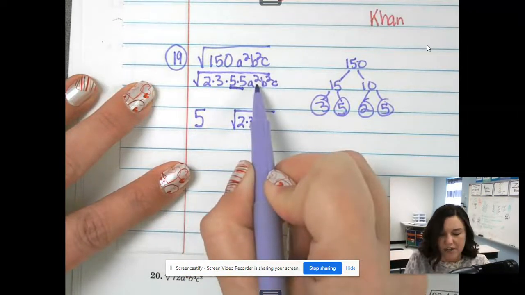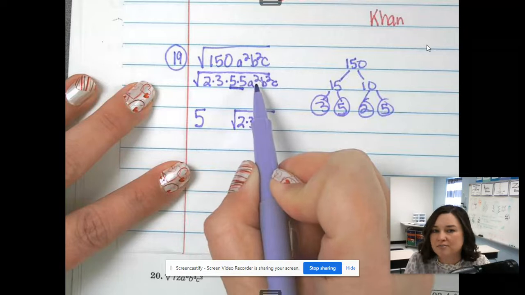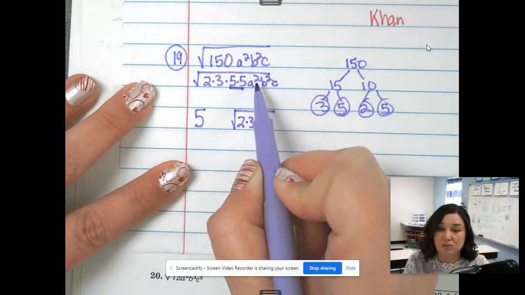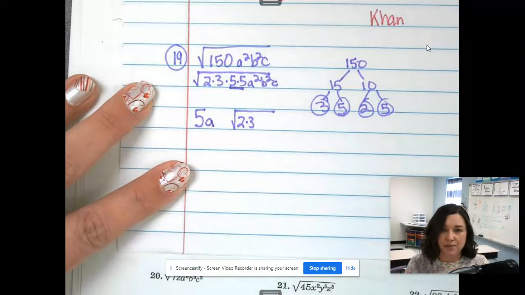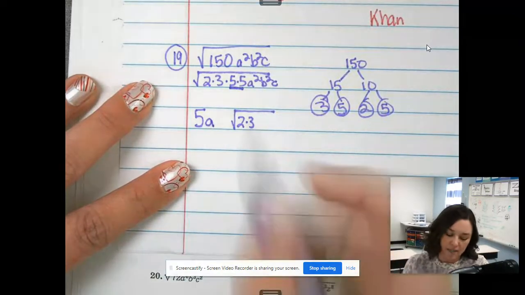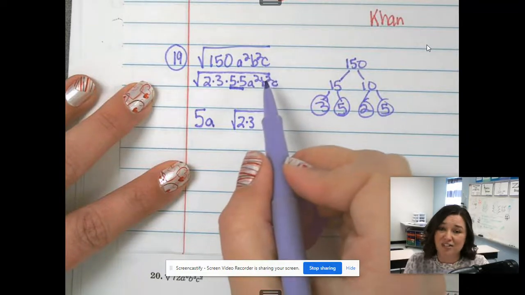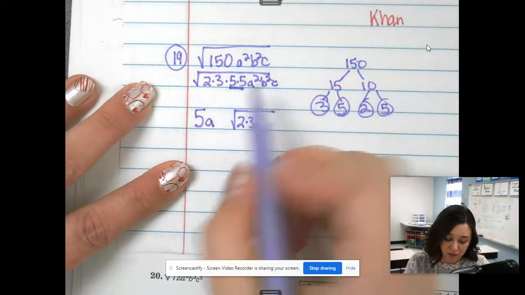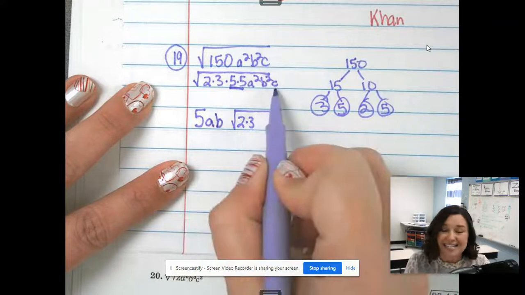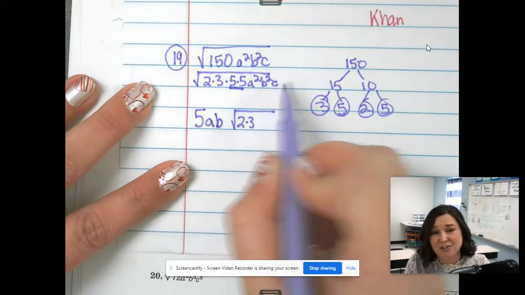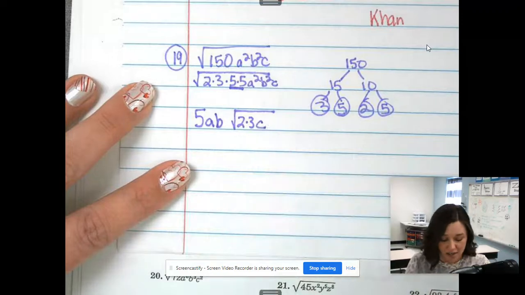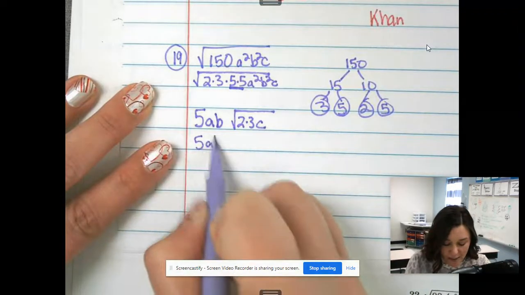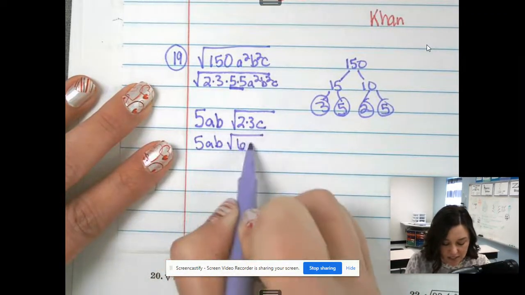This a squared, is 2 even or odd? It's even. So I'm just going to divide it by 2. What's 2 divided by 2? 1. So a to the 1st power goes out front. Again, we'll deal with the absolute value later. Then I look at b squared. That's even. So I just divide by 2. 2 divided by 2 is 1. So that goes out front. c is odd. c to the first power. Well, there's only one of them, so that 1 has to stay under there. So this is 5ab times the square root of 6c.